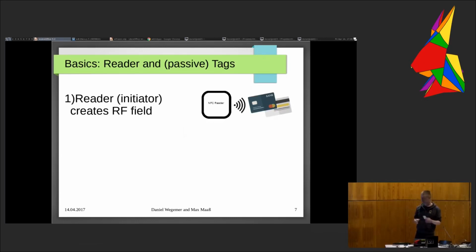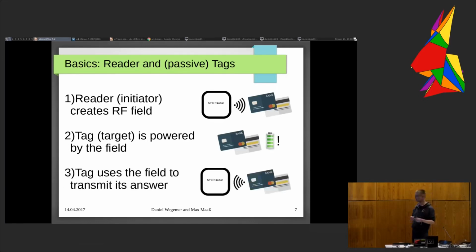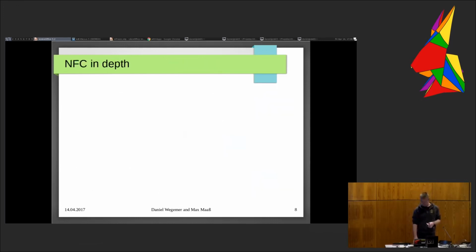It initiates an RF field, which also contains basically the first data it wants to send to the card. The card gets powered by the RF field and can use this RF field to basically send its answer back to the reader. So pretty simple, right? So one might think, is this really this easy?